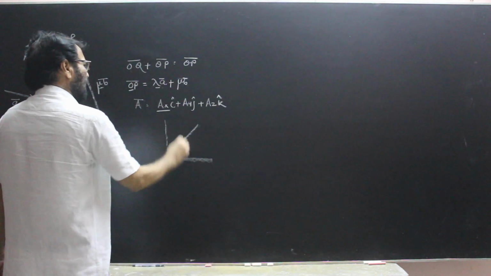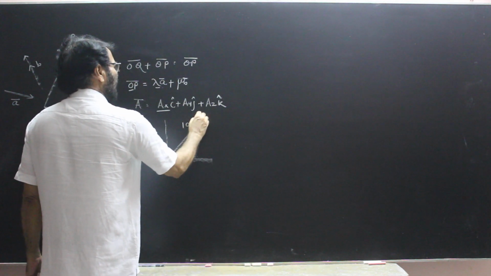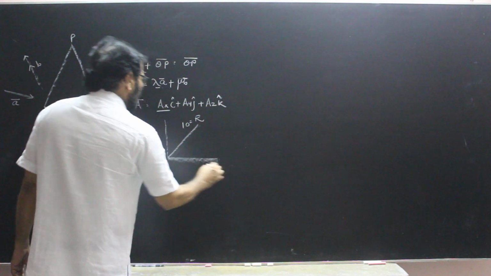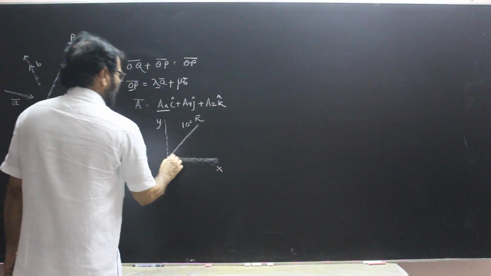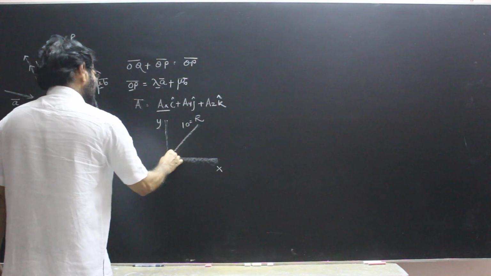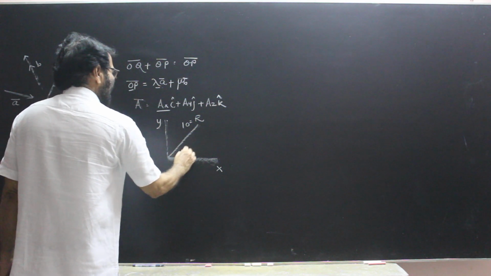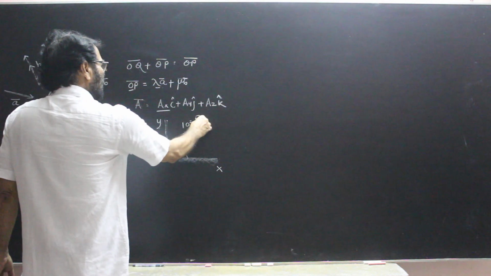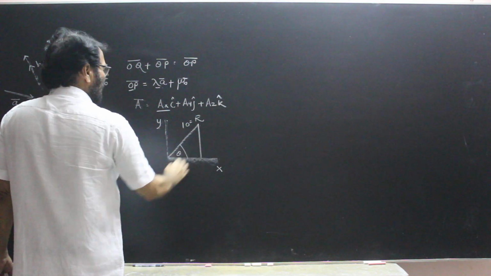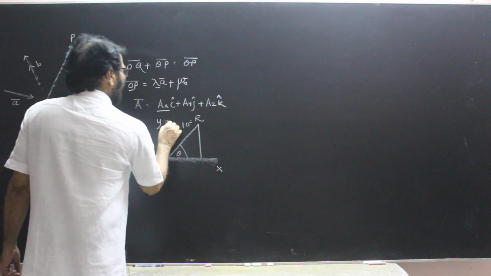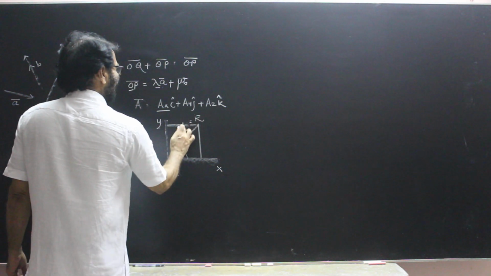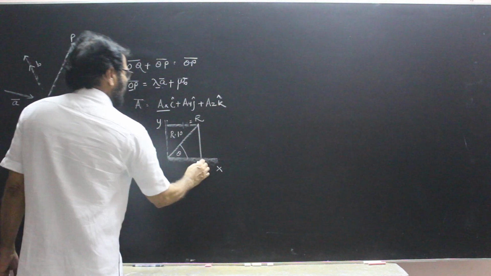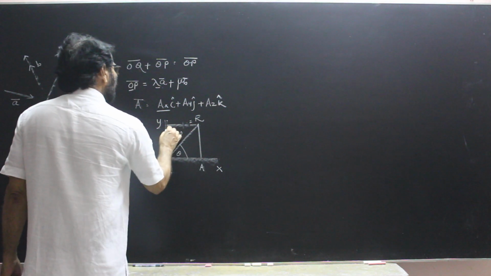So this is vector R. Say this vector R is of 10 unit, and we want to resolve this R in two mutually perpendicular directions, that is x and y axes. If R makes an angle theta with x axis, then we draw a perpendicular from R to the x axis and again from R to the y axis. This is your 10 unit. R is 10. So this is your A and this is your B.